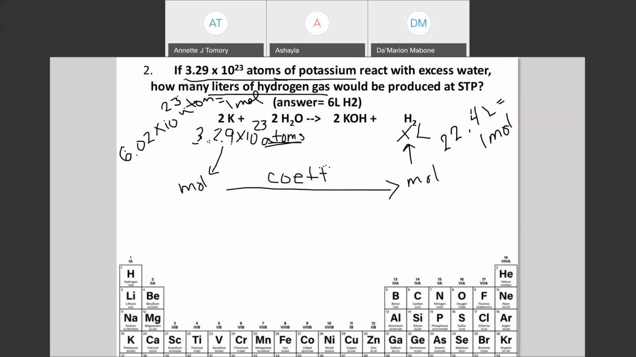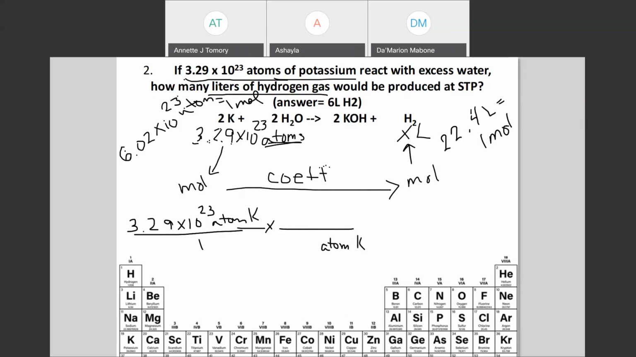Okay, so what do I do with that first number, that 3.29? Put it over 1. 3.29 times 10 to the 23rd atoms over 1. And these are atoms of potassium here. Now I have atoms on the top. What do I put on the bottom of the next line? Atoms of potassium.